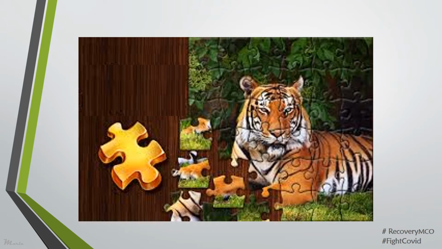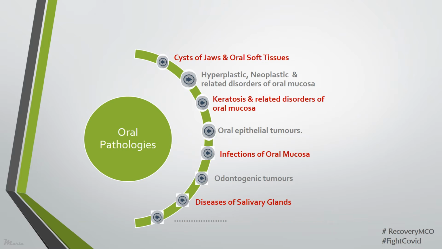So, applying this concept to our topic, we have studied about a number of lesions under oral pathologies. These lesions share some common similarities, for example, similarities in terms of its clinical behavior, clinical features, radiographic features. Some lesions may have a common or similar pathogenesis. Some lesions may have a common outcome.